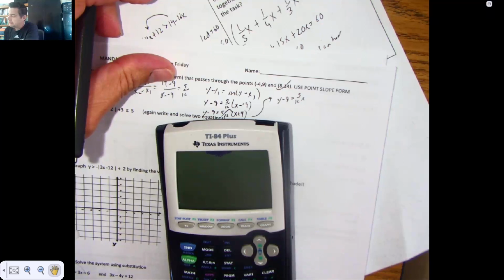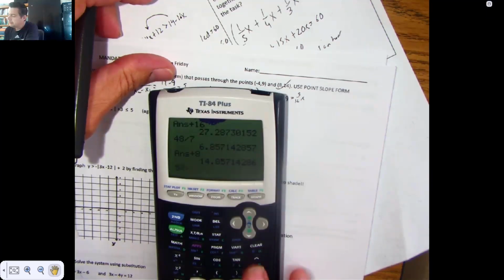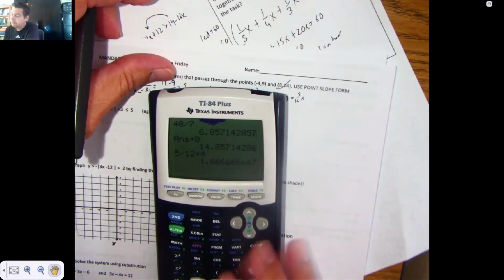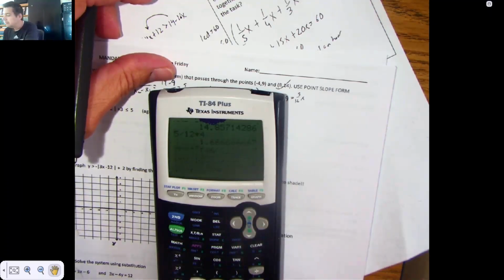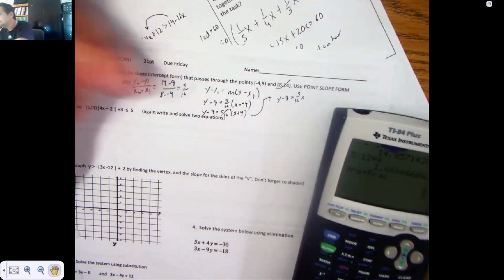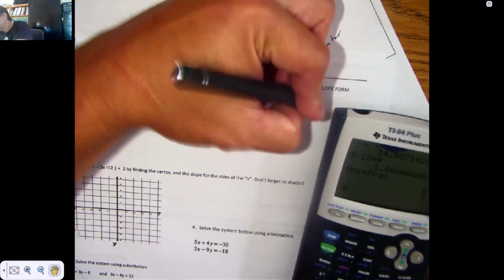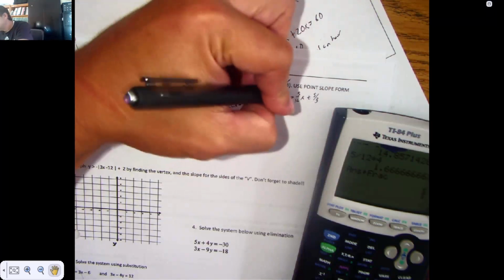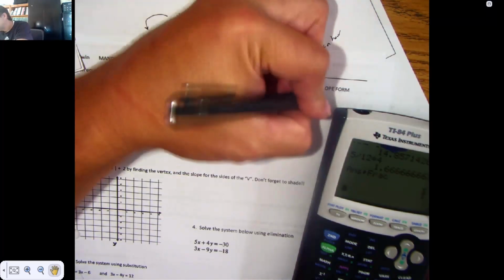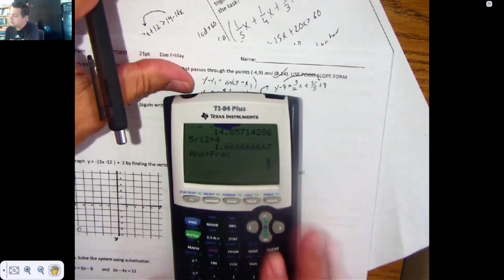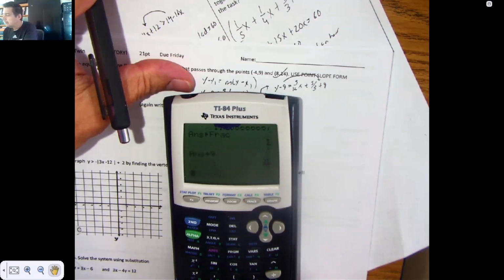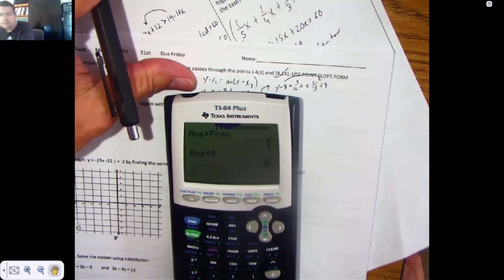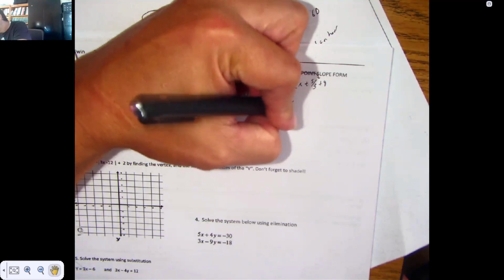Then you've got 5/12 times 4. So 5 over 12 times 4 is this decimal right here. Hit the math key, back to a fraction, 5/3. Plus 5/3. We're going to add 9 to both sides, because the opposite of subtraction is addition. And there we go. We got 32/3, it looks like to me. So y is 5/12 of x plus 32/3.